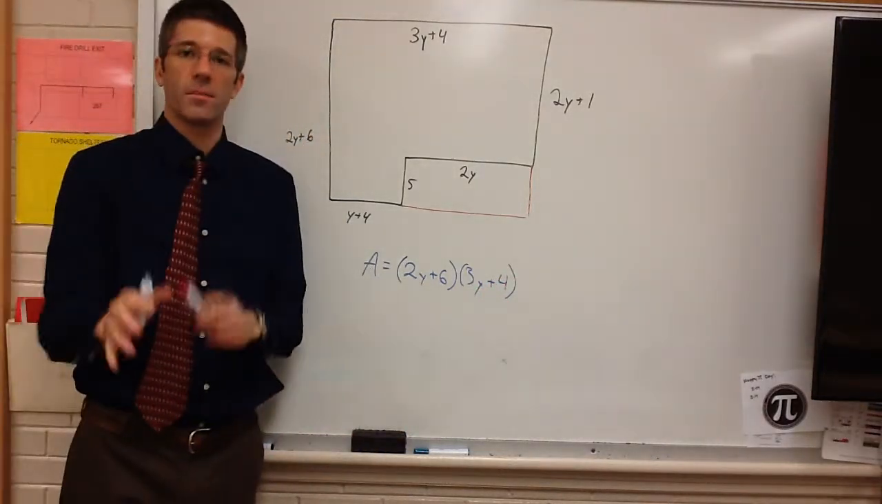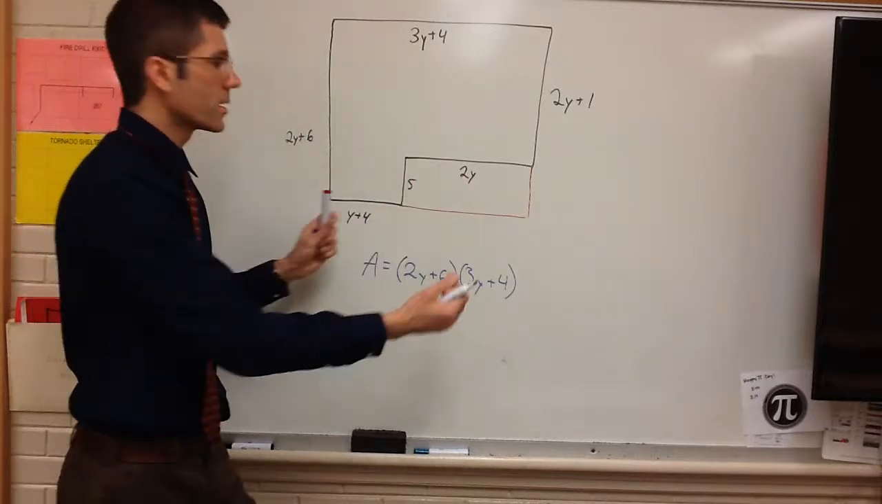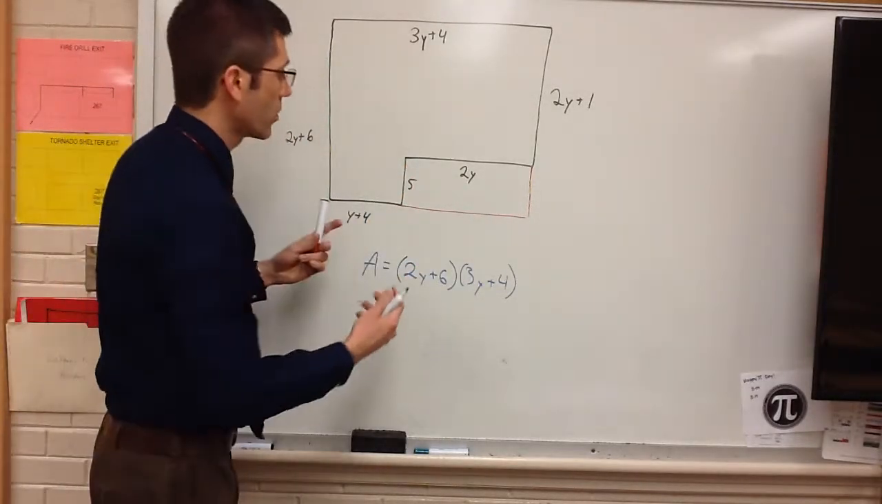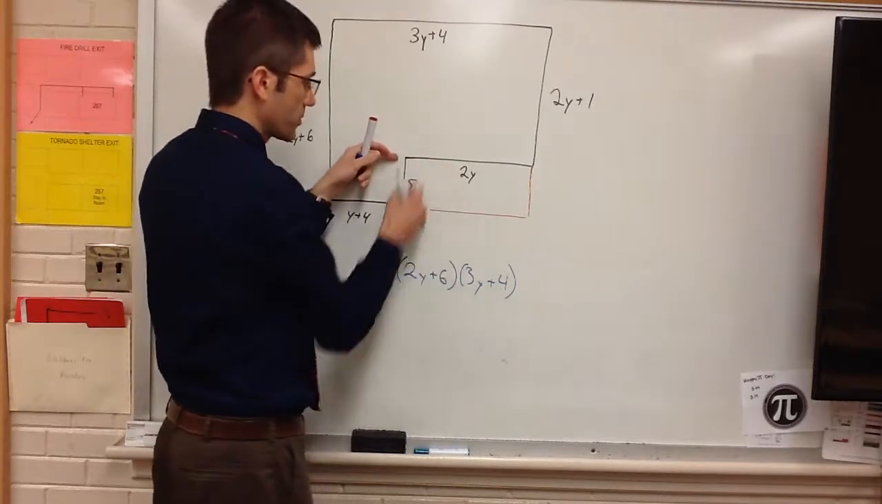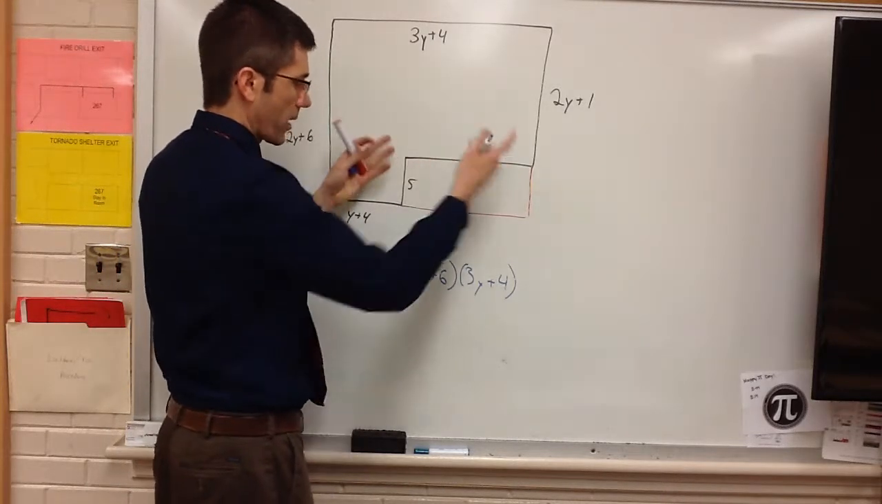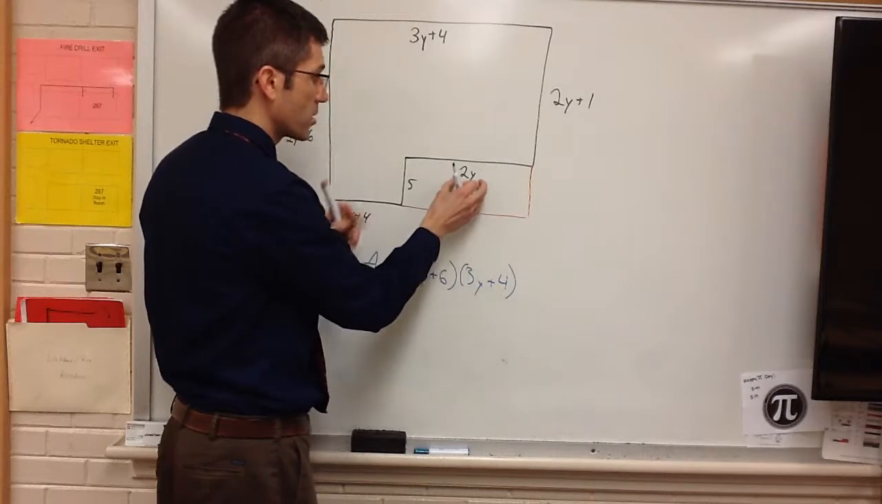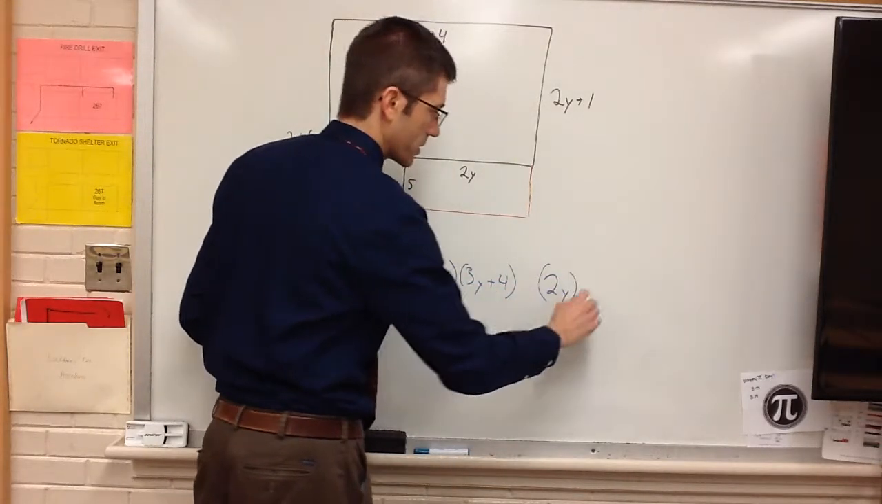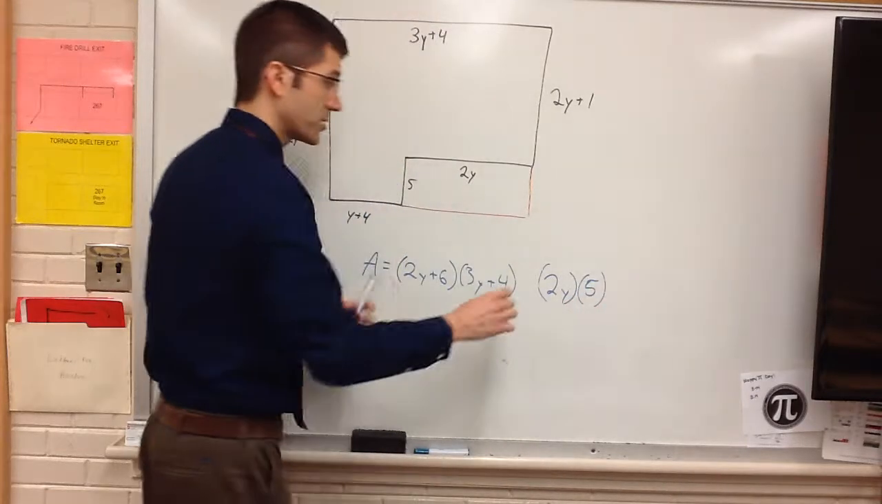But you know what? It doesn't measure that. It's not that big because there's a corner that's missing. Well, how big is our corner? Well, the area of our corner is a rectangle, length times width, and, well, I said that backwards, but that's okay. Length times width, so it's 2y times 5. So 2y, I'm going to put it in parentheses, times 5, and I'm subtracting it.